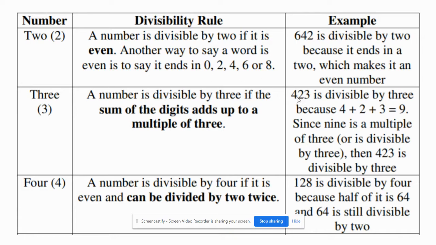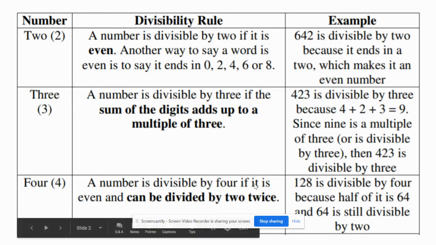But this one, 423, is divisible by 3. Because if you add up the digits, you get 4 plus 2 plus 3, and that equals 9. And 9 is divisible by 3. So this wonky number right here, 423, is divisible by 3. Go ahead, check it on your calculator if you don't believe me. But that is pretty awesome.